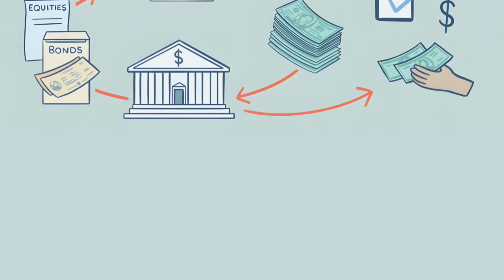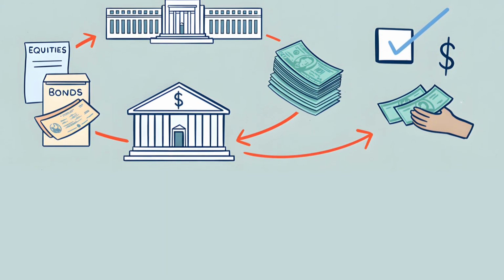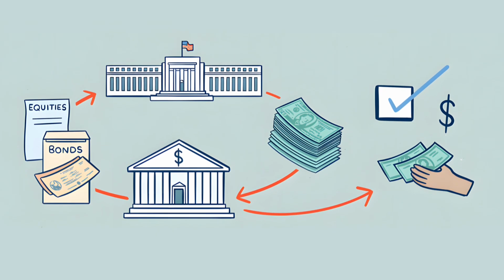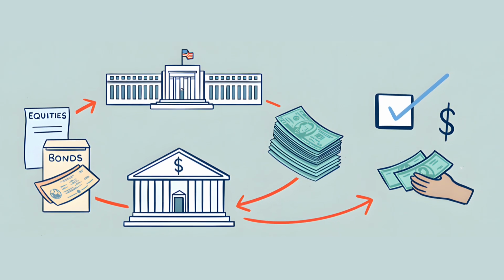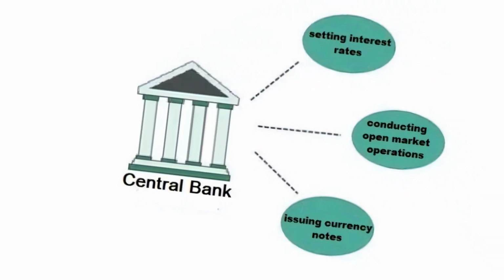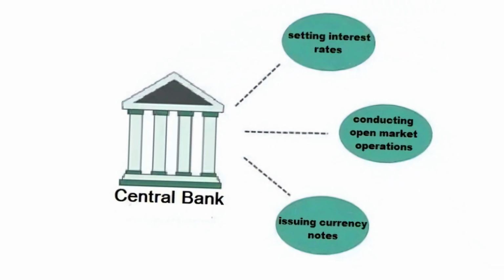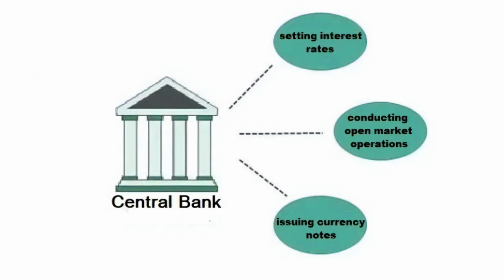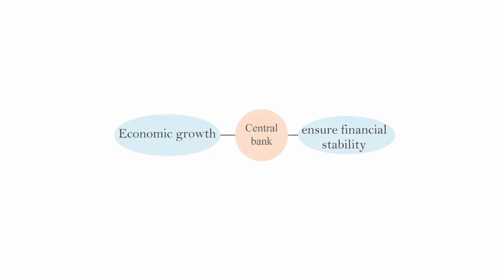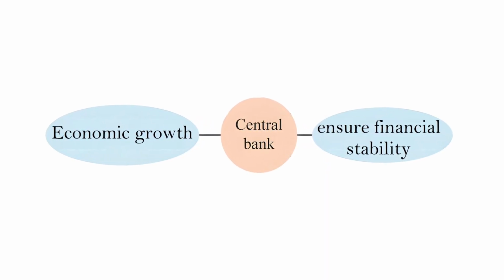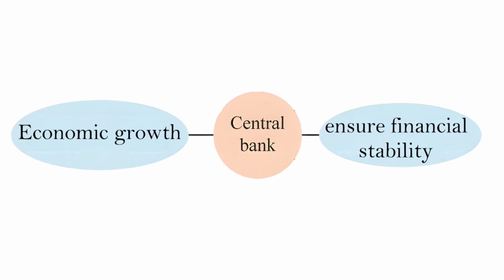The main advantage of fiat money is that it is easy to create and control by the central bank, which is an institution that manages the country's monetary policy and oversees the banking system. The central bank can create or destroy fiat money by using various tools, such as setting interest rates, conducting open market operations, issuing currency notes, etc. The central bank's main objectives are usually to maintain price stability, support economic growth, and ensure financial stability.